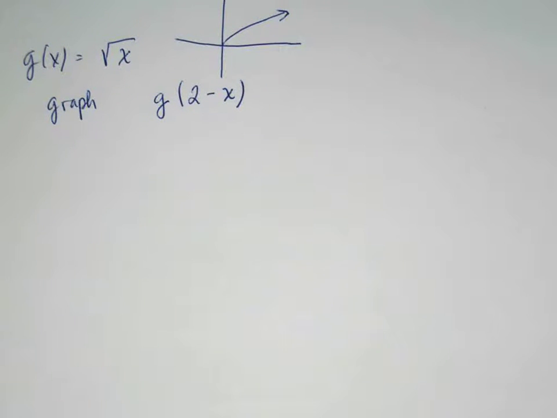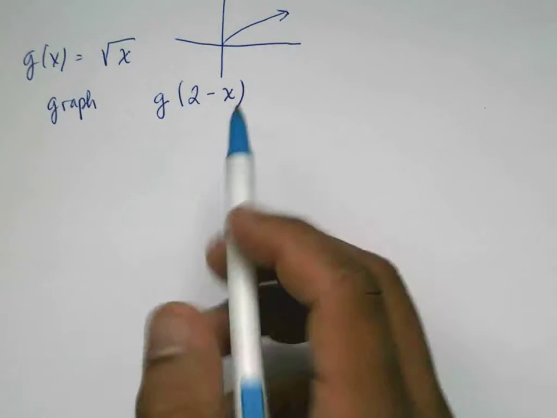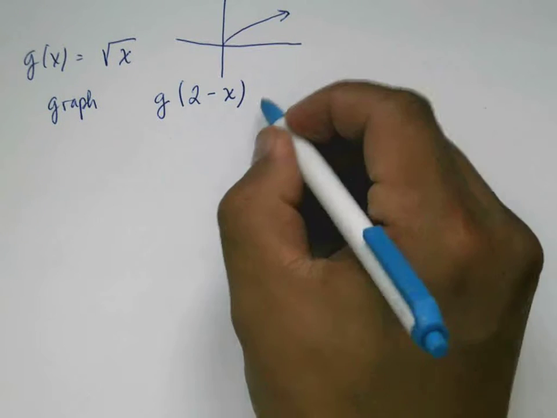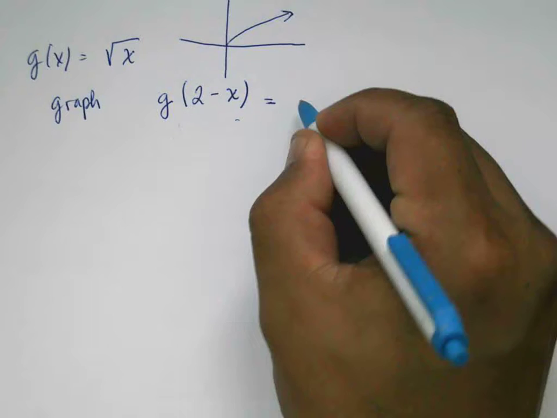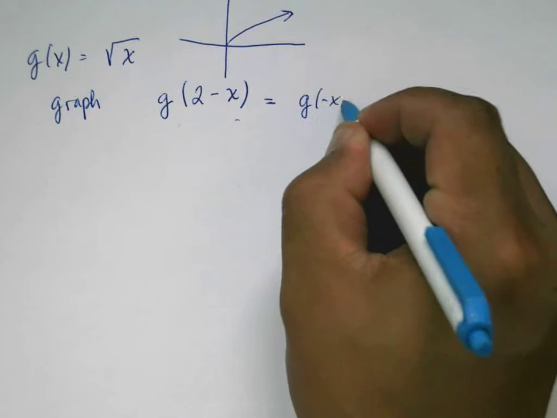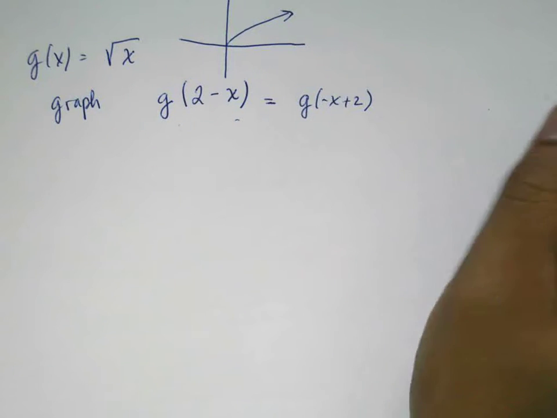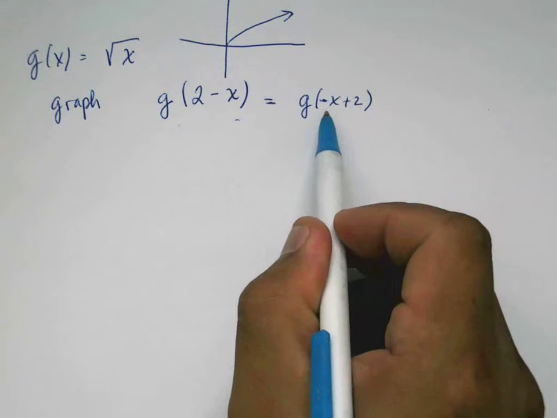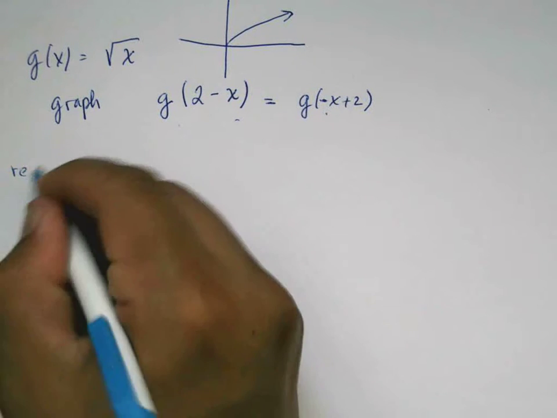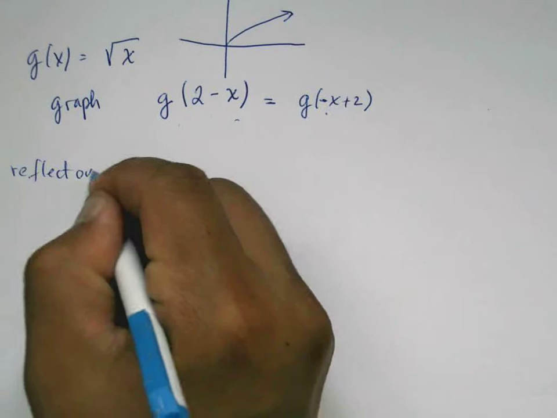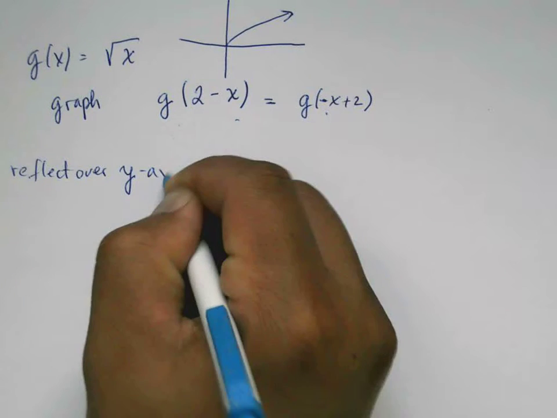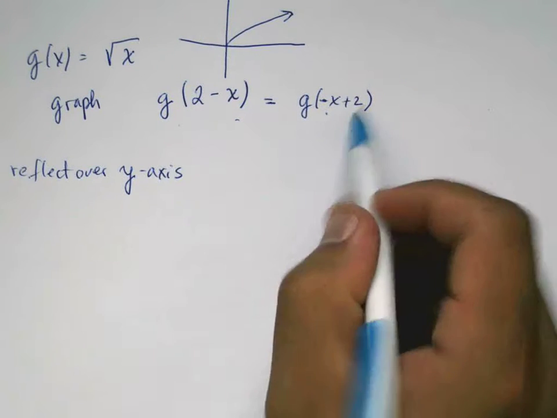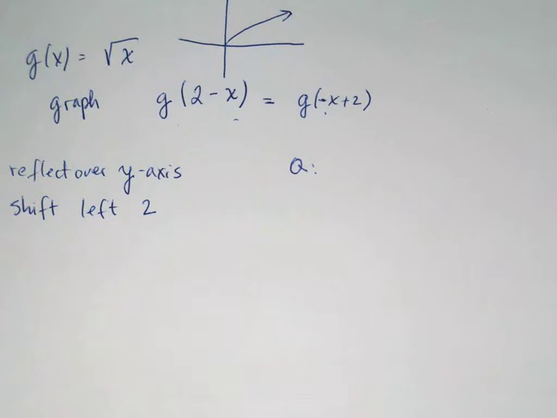So let's again list out the transformations. Another way you can look at this function is that it's really g of negative x plus 2. So this is a reflection over the y-axis, and then shifting to the left 2. And we're faced with the same question as before: which transformation is done first?